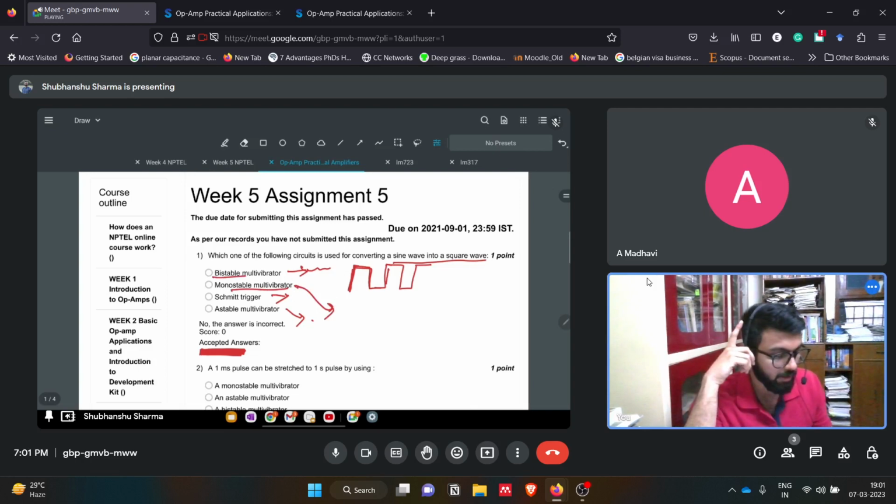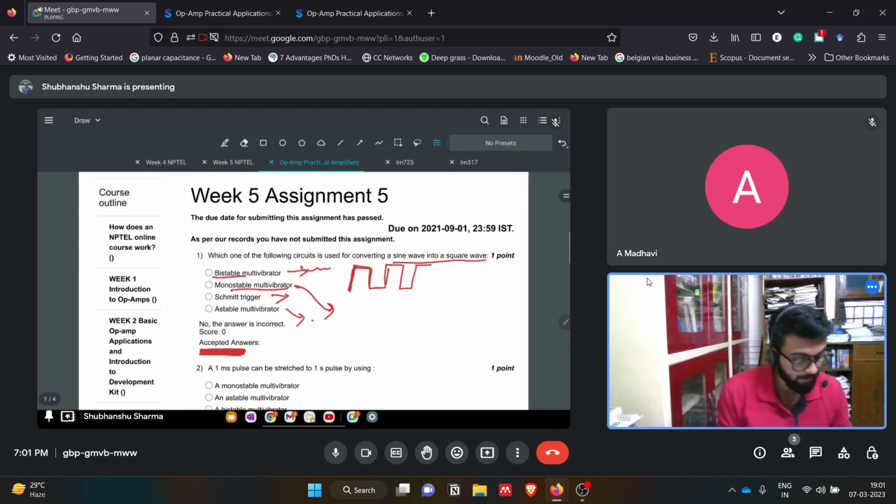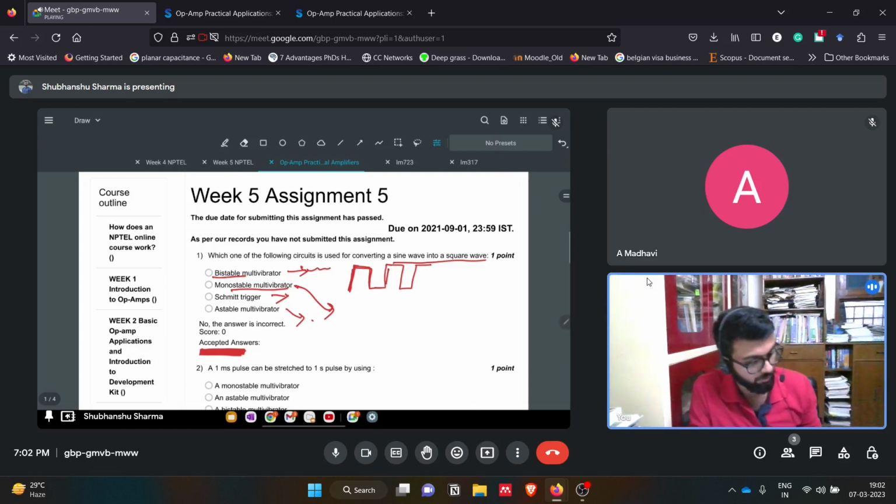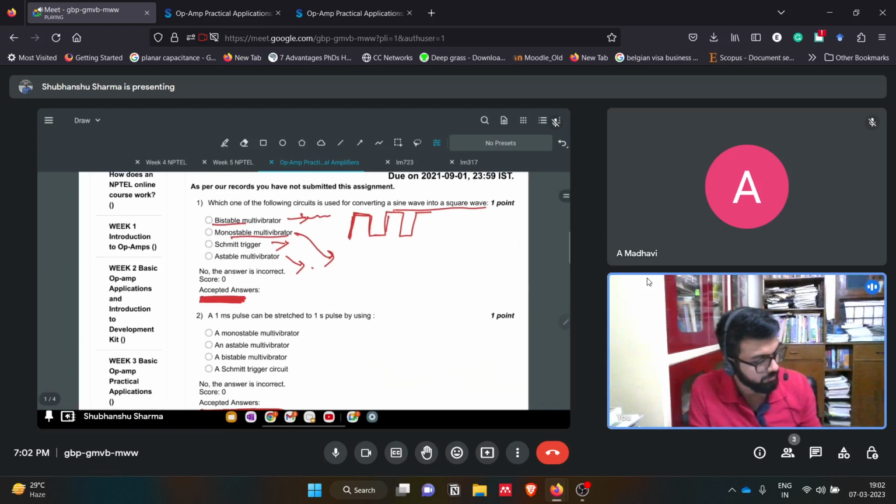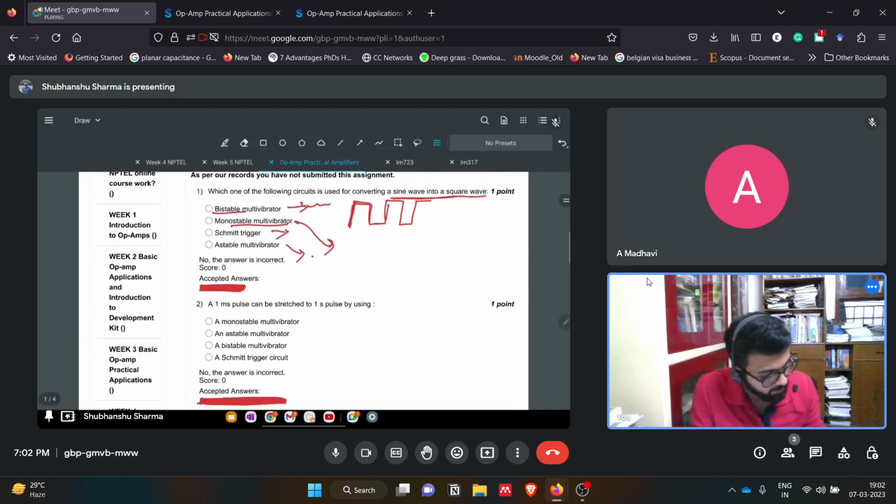We saw how we can generate the output waveform based on the triggers being applied from our side. Those triggers are in control of our side. So based on that, you can simply say how the sine wave can be converted into a square wave. This question.